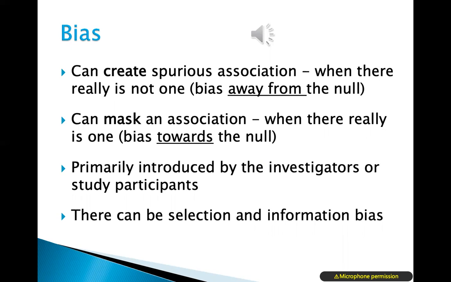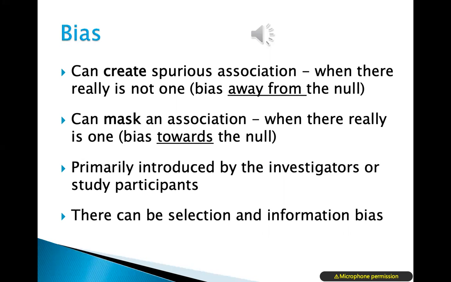So a bias away from the null means that they found too much significance that is really not true. The association was exaggerated. And a bias toward the null means that there really was a stronger relationship between the independent variable and the dependent variable, or the outcome that they found, that there really was one, but the researchers failed to find it. So that would be a bias towards the null.